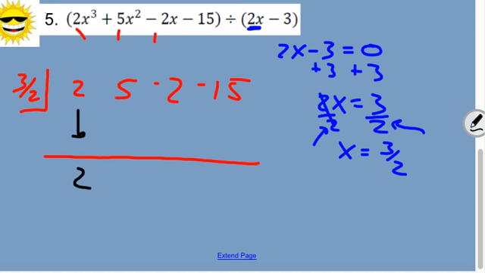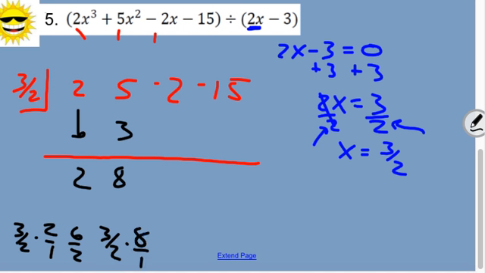Okay, 2 times 3 halves. You should be able to do this in your head. 3 halves times 2 is just 2 over 1. So this is 6 over 2, or 3. So we'll bring a 3 over here. 3 plus 5 is 8. You're always adding there, not subtracting. 3 halves times 8 over 1. That's 24 over 2, or 12.